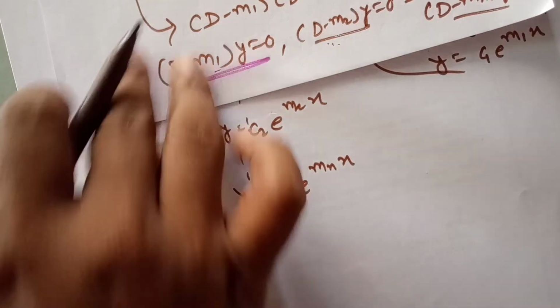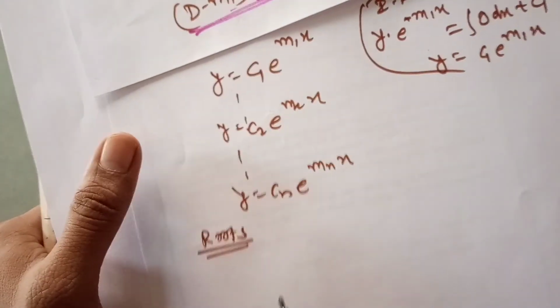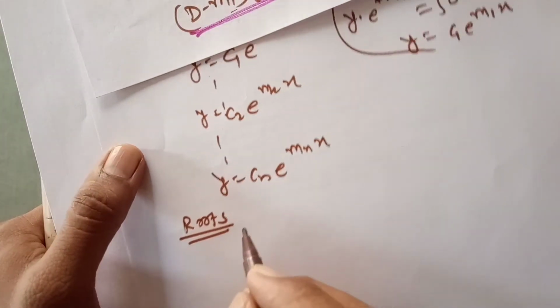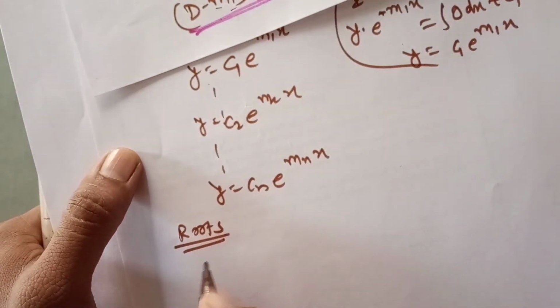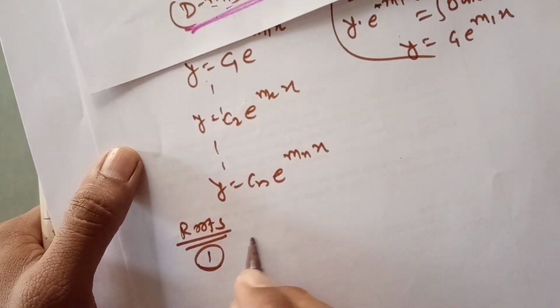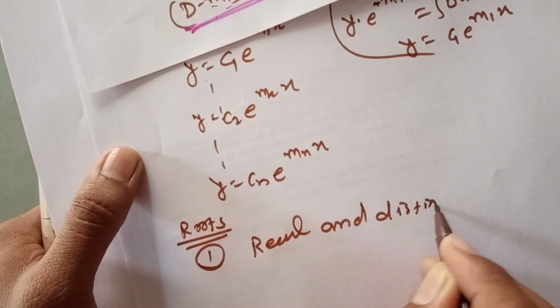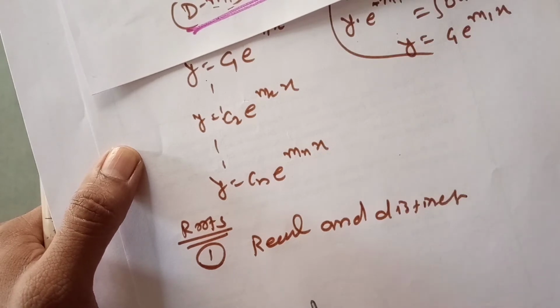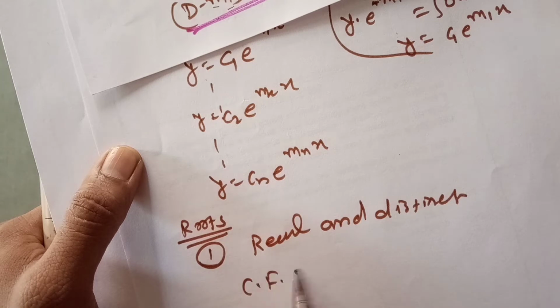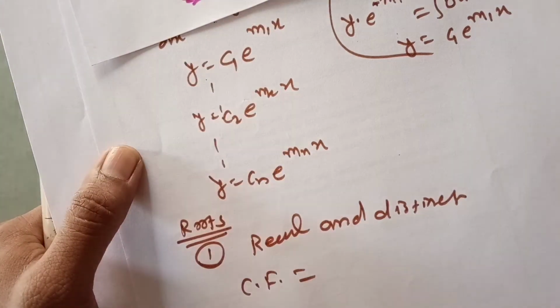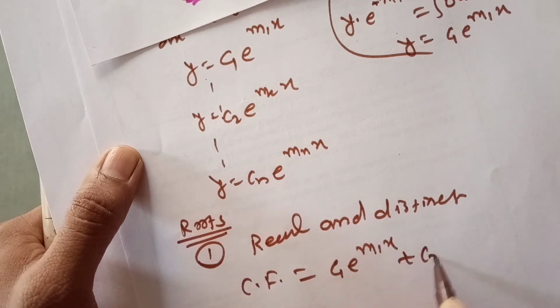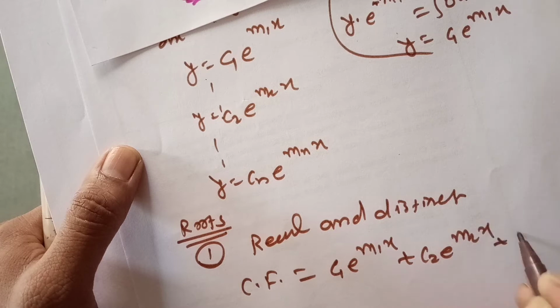now I will take three conditions depending on the roots of this equation. Suppose this equation has roots, first case, real and distinct. All these roots are real and distinct. Then we can write our CF as a combination of all these roots: c1 into e raised to m1x plus c2 into e raised to m2x plus and so on, plus cn into e raised to mnx.